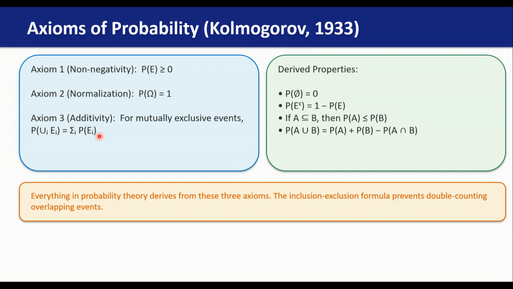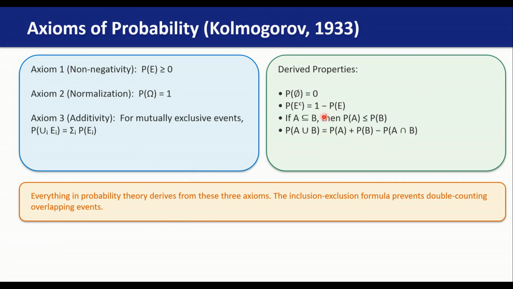Rule 3, if two things cannot happen at the same time, then the probability that one of them happens equals the sum of their probabilities. This is axiom 3 or rule 3. For example, if A and B cannot both happen, then P of A or B equals P of A plus P of B. From these three rules or axioms, we can prove useful facts that you can see here.